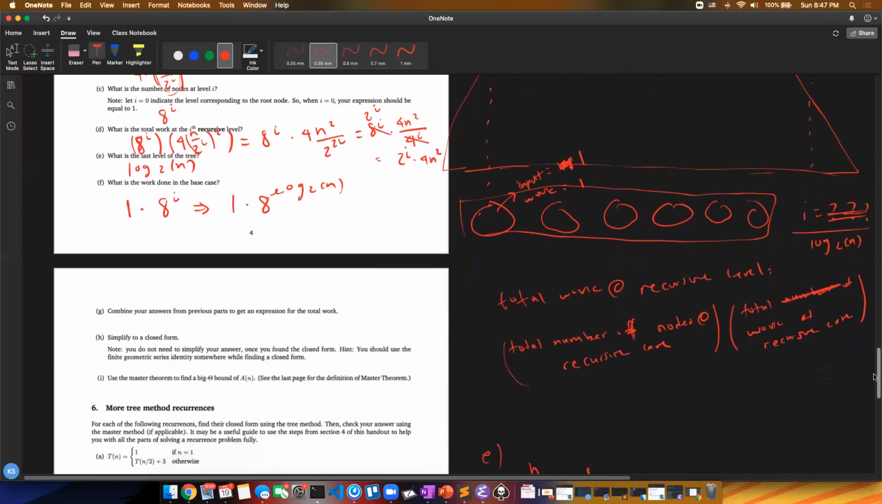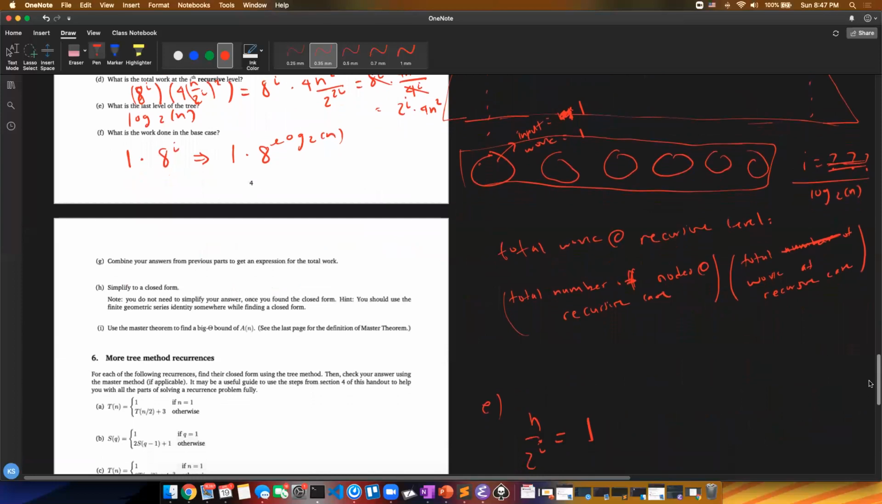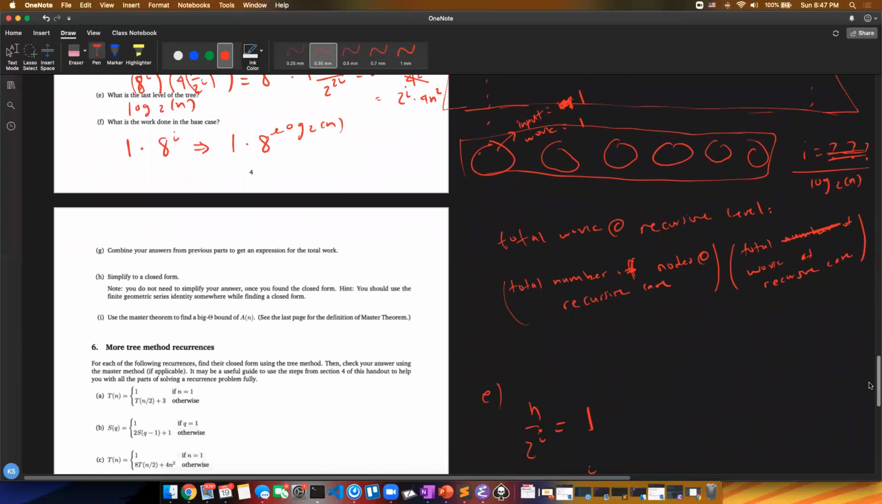Right? And G asks, combine your answers from previous parts to get an expression for total work.